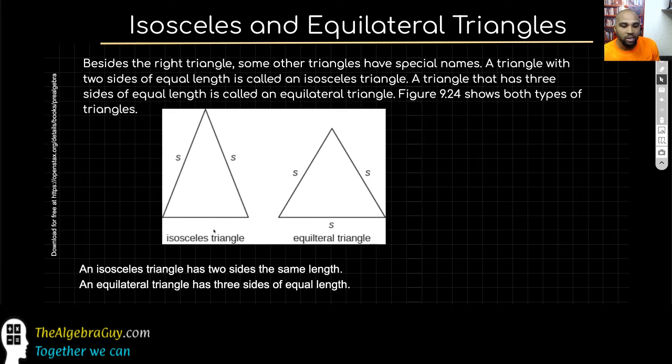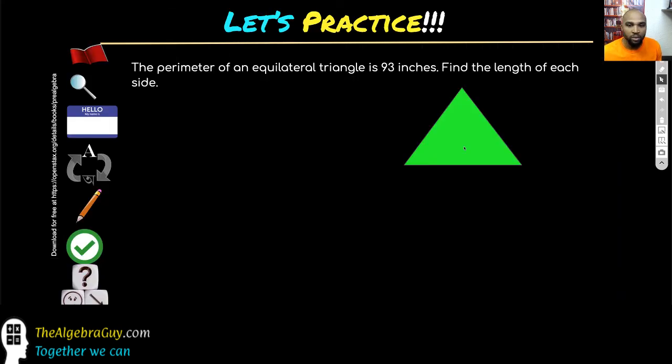All right, what about isosceles triangles? Isosceles triangles have two sides that are the same, or all three sides the same. Another thing you need to know about, we'll get there later, so I won't get ahead of myself. Find the length of each side. If this equilateral triangle has a perimeter of 93 inches, what's the length of each side? Perimeter means all around added up, and all three sides are the exact same. So 93 divided by 3 gives me 31 inches.